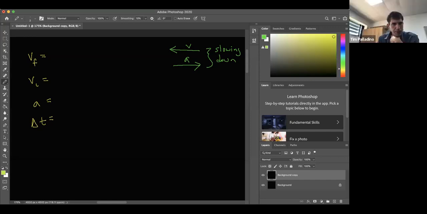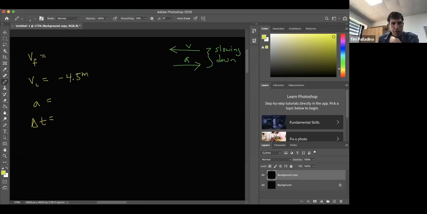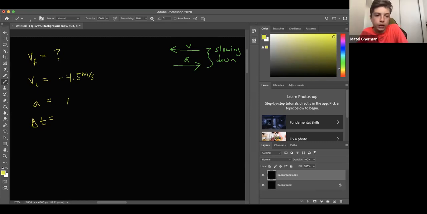What was the initial velocity? Negative 4.5 meters per second. Very good, negative 4.5 meters per second. And we're looking for the final velocity. And at what rate is it slowing down? How fast is it slowing down? What's our acceleration? 1.5 meters per second squared.